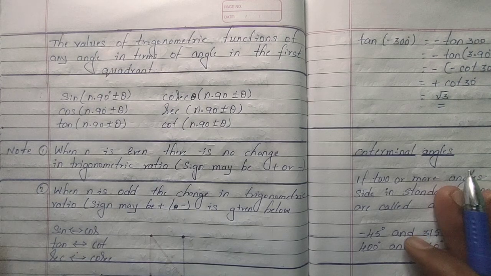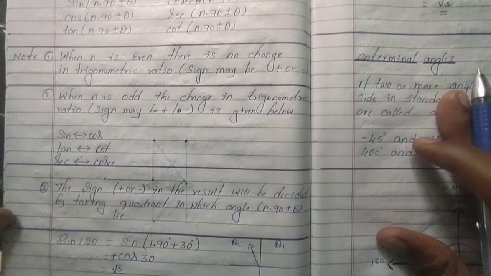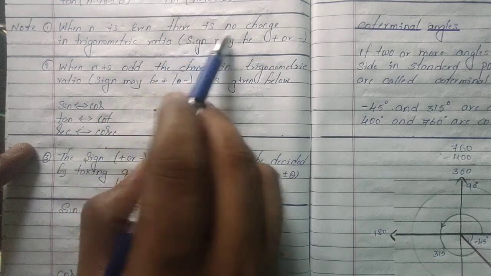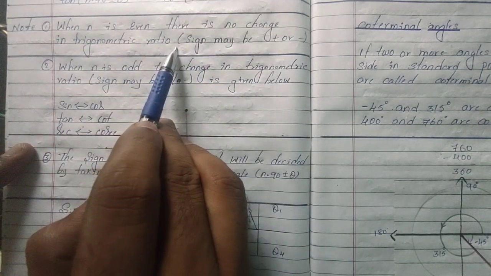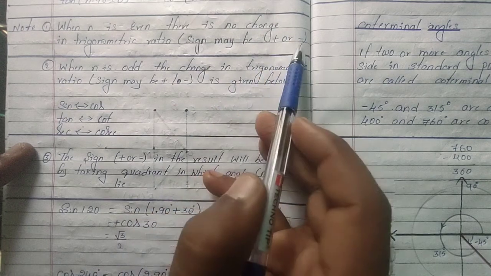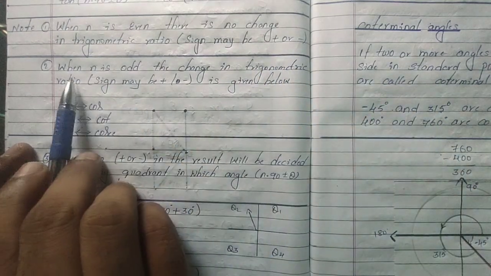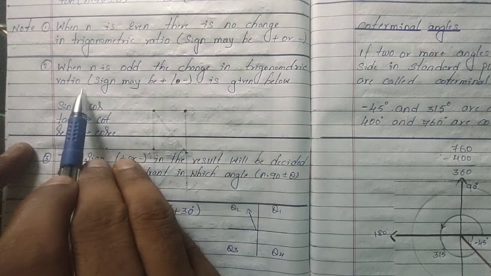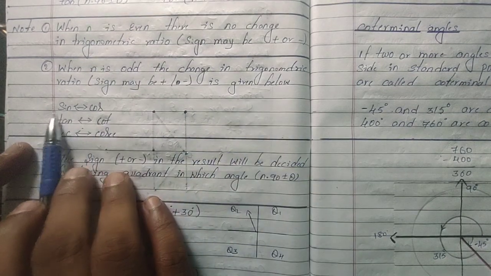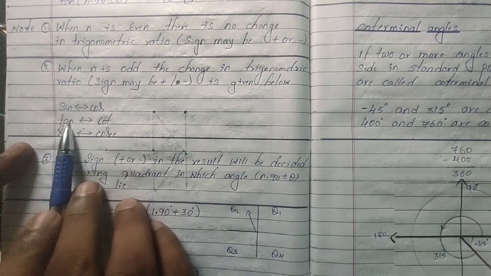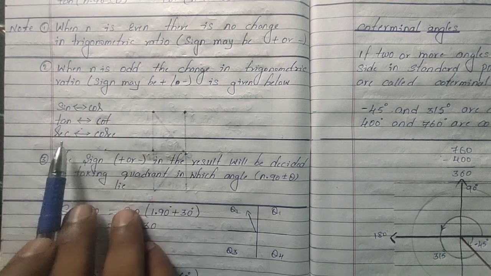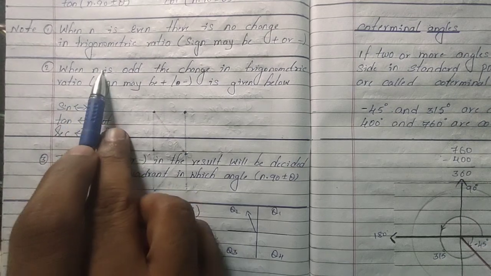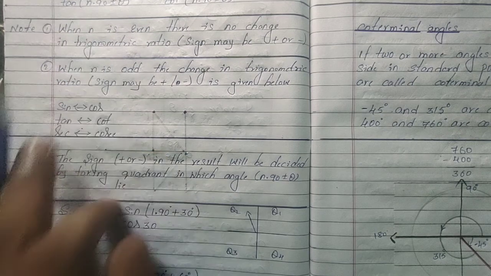after that we need to use these three conditions. What is the first condition? See, suppose n is an even number, then there is no change in the trigonometric ratio. Sign may be plus or minus. Second condition, when n is an odd number, then change the trigonometric ratio as given below. Sine you need to change as cos, cos you need to change as sine, tan as cot, cot as tan, secant will change as cosecant, cosecant will change as secant. When n is odd number. When n is even number, no changes.